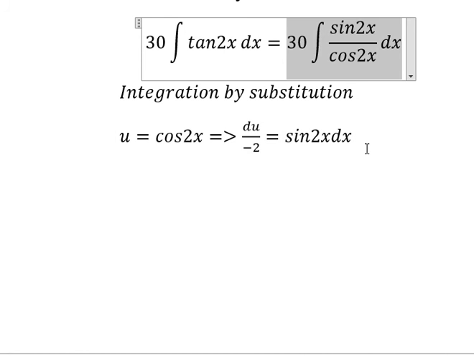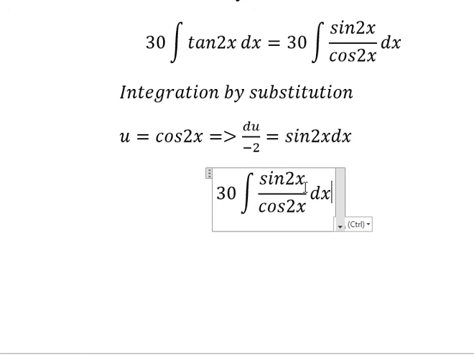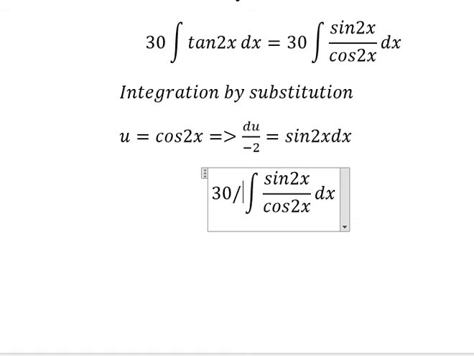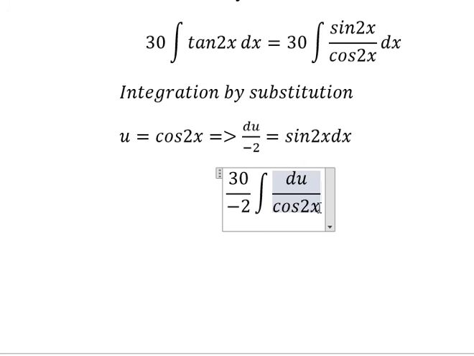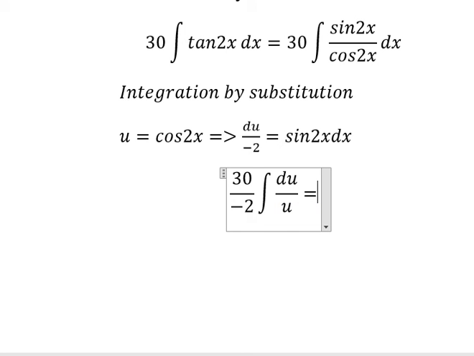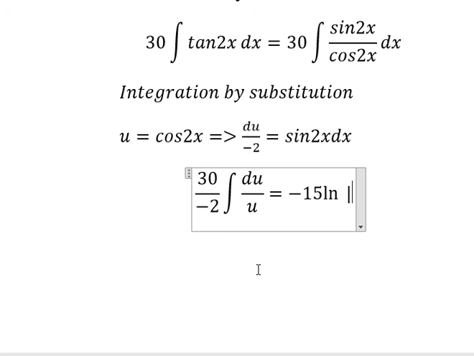Now we need to change this integral. sin 2x dx we change to du over negative 2. cos 2x we change to u. 30 divided by negative 2, you get negative 15, and we have the natural logarithm of the absolute value of u.